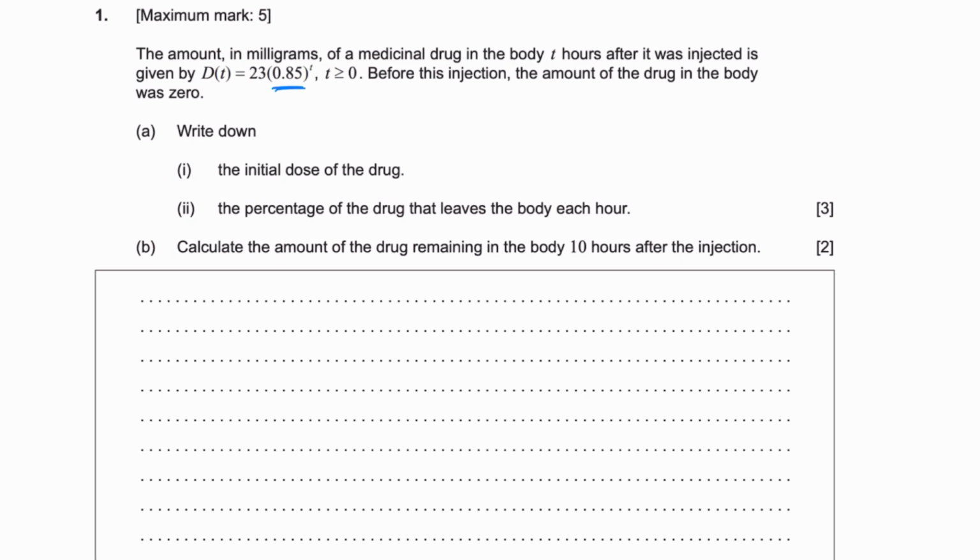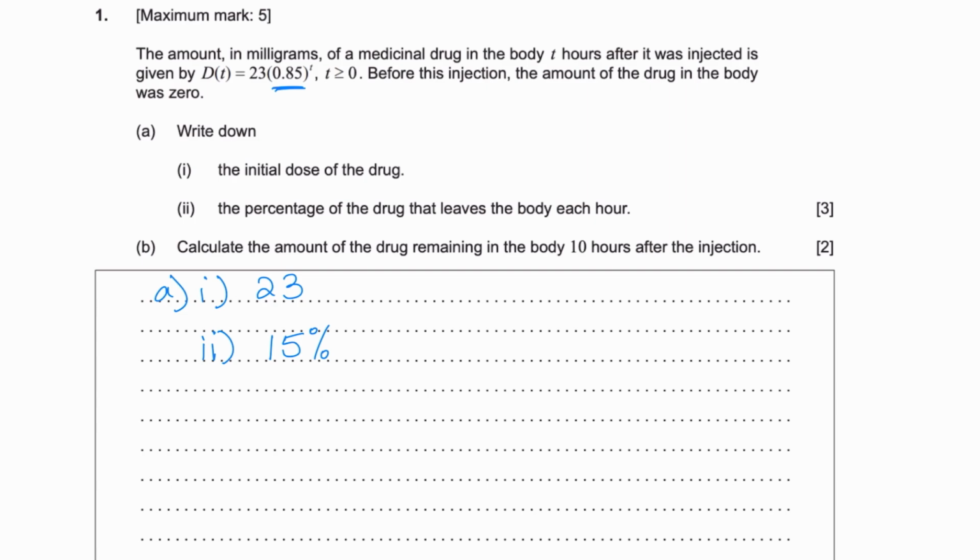It says the amount in milligrams of a medical drug in the body t hours after it was injected is given by d of t equals 23 times 0.85 to the t power, where t is greater than or equal to 0. Before this injection, the amount of the drug in the body was 0. Write down the initial dose of the drug and the percentage of the drug that leaves the body each hour. If you understand exponential functions, you can very easily just tell by looking at the equation that the answer for part A, part 1 is going to be 23, and the answer for part 2 is going to be 15%.